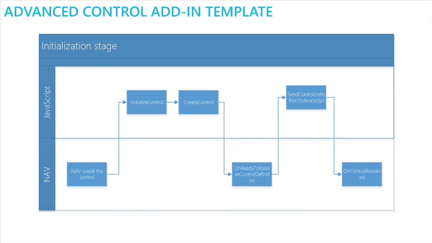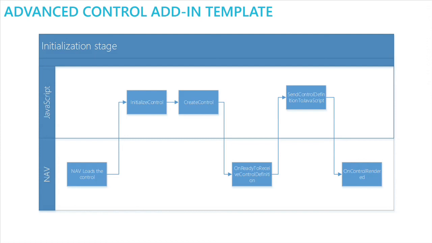When NAV loads the control, it will call the initialize control method in the framework. Then this initialize control will call another method called create control. It's an internal JavaScript thing only. So essentially you override this create control by supplying your HTML code there. And that HTML code can come from NAV if you want. Then this create control fires the on ready to receive control definition.